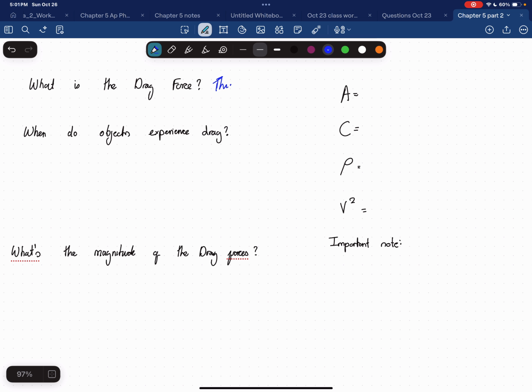This is a force that opposes motion as it moves through a fluid. Basically, fluids encompass air or water, all right? So gases or water. I just want to get that clear.